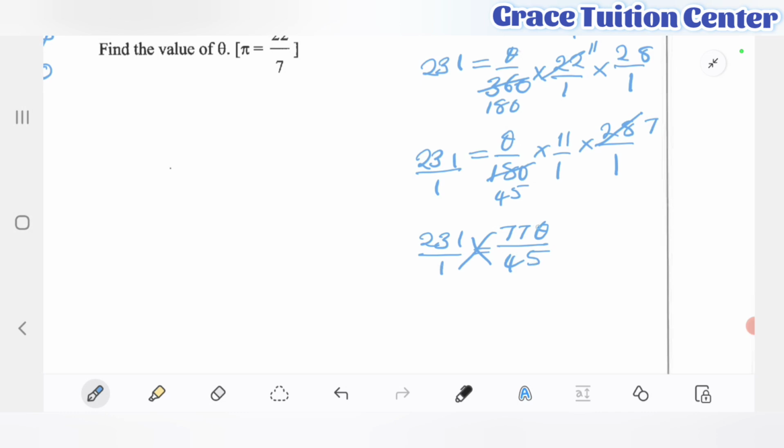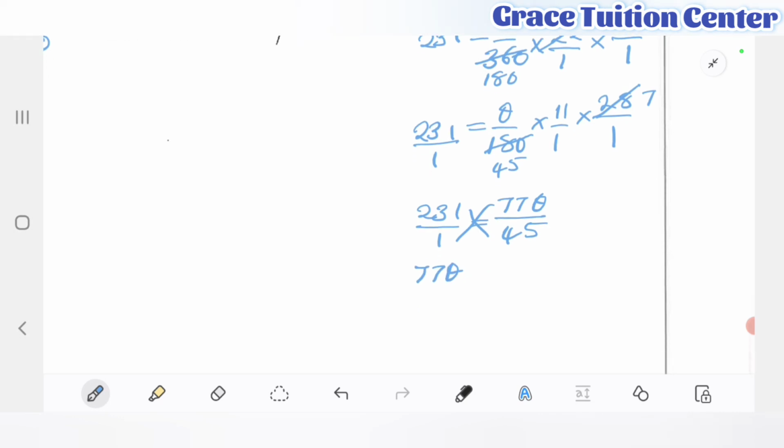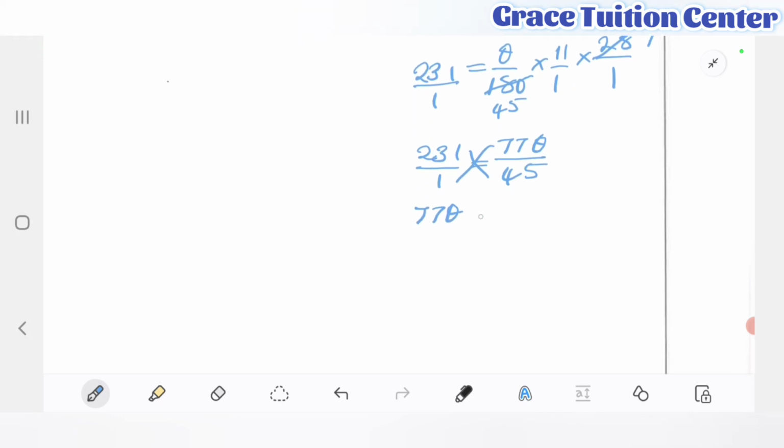So what we're going to have is 1 times 77 theta is 77 theta is equal to 231 times 45. So instead of me multiplying 231 times 45, I would avoid that because there's a very high chance that what I have here can go into one of these two numbers. So you see what I'm talking about. 77 here and 77 there. So this will cancel that. I remain with theta is equal to.